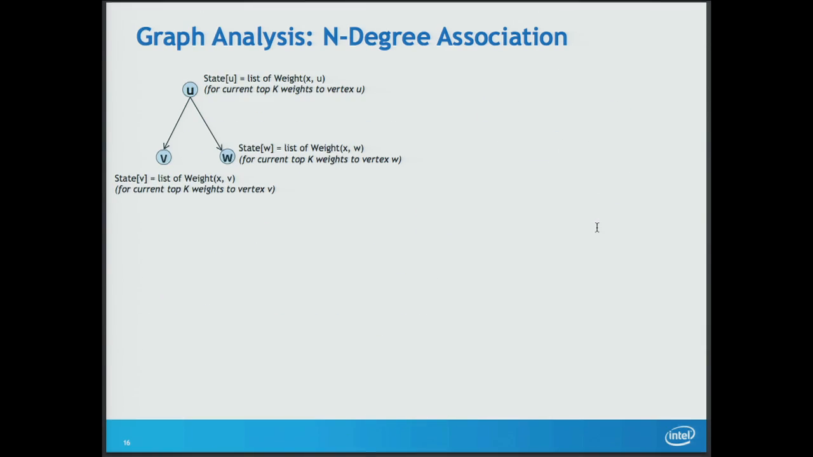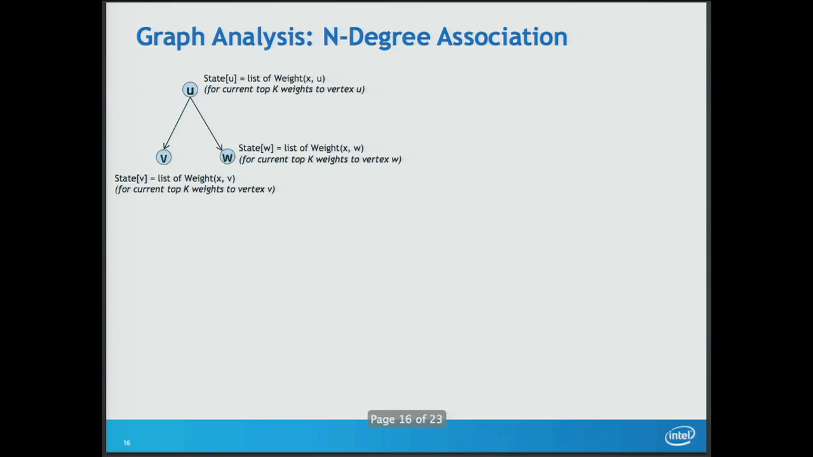So this is how it works. You have a vertex and an edge in your graph. Each vertex maintains its state. The state is essentially the current top k weights to the vertex. So you compute the weight from vertex x to u, and you store that on the node u. And we cap it at the top k because once you run several iterations, the graph becomes extremely dense and it just runs out of control. So for our practical purposes, we just cap it at the top k.